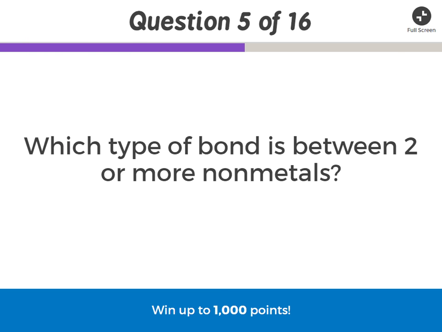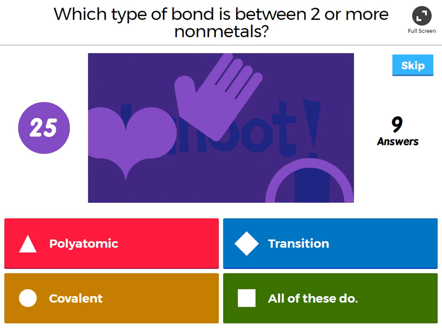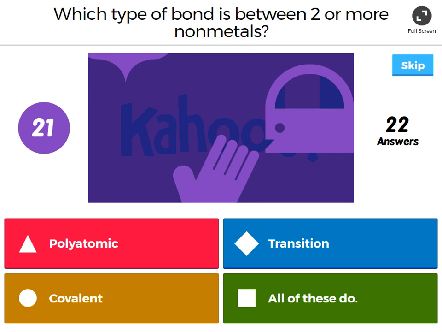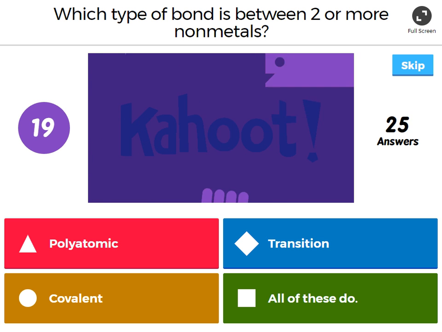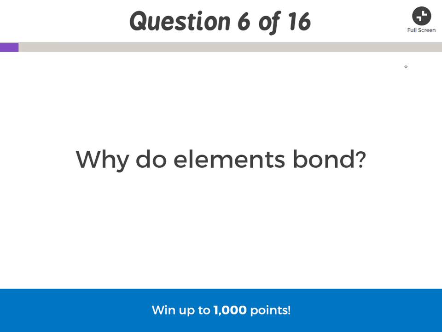Which type of bond is between 2 or more nonmetals? Between questions, you have to pay attention. Okay guys, I literally just said that before this question. I said 2 nonmetals make covalent bonds. Pay attention. Why do elements bond?